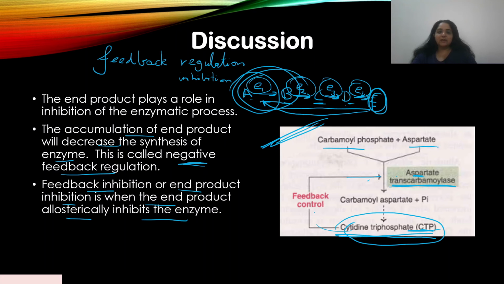This is end product feedback inhibition. There's feedback regulation, there's feedback inhibition. Allosterically is when this CTP binds to this ATCase, the enzyme in this particular reaction, to stop the production of further CTP from happening, because we don't need CTP. So there's feedback regulation, there's feedback inhibition. In both cases, the end product plays a role in stopping the reaction from happening. All right, so these are the two types.